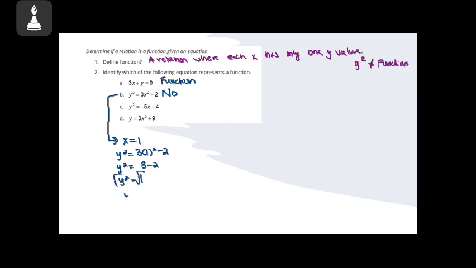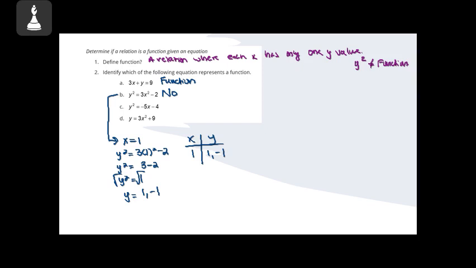So what it's telling me is if I have an x of 1, my y has two potential options, 1 or negative 1, which is not true with the definition of a function, where each x has only one y value. This x has two y values. That's why this is not a function.